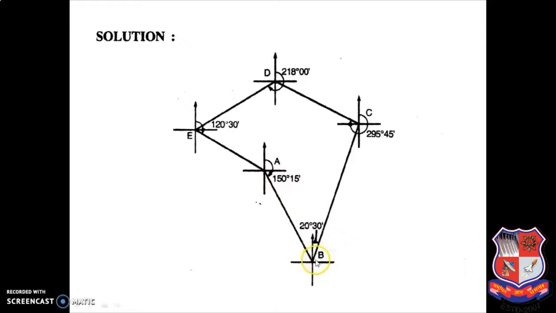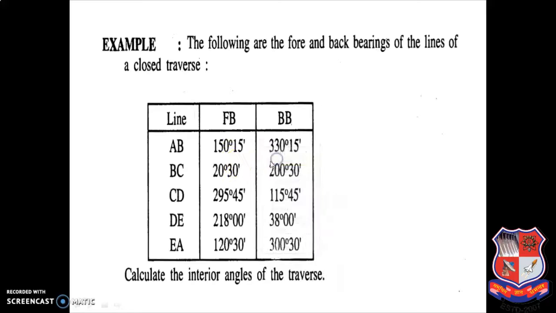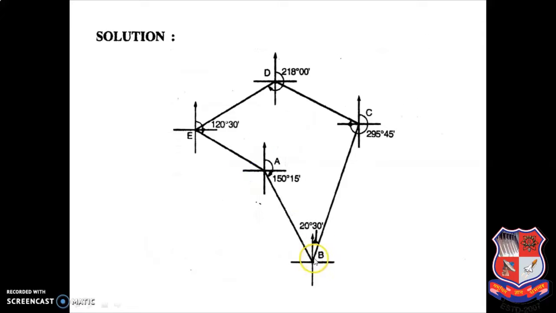Then from B to C, again you have to draw one line, and you have to take the forebearing. So what will be the forebearing? 20 degree 30 minute. You have to again draw this way. You have to make the quadrant, 20 degree 30 minute, in the first quadrant. So in the first quadrant, you have to draw one line from here to here. Again, the length of the line is not mentioned, so you have to take it roughly.